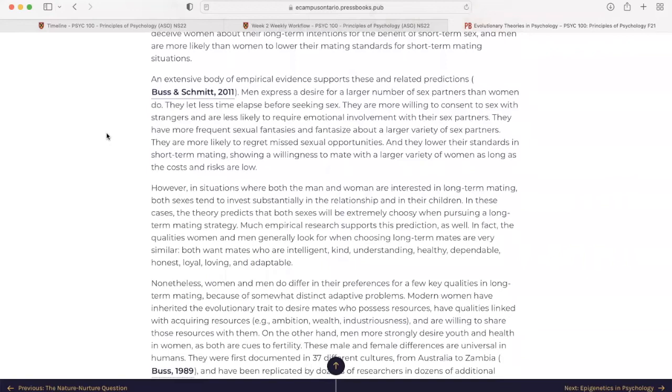Men express a desire for a larger number of sex partners than women do. They let less time elapse before seeking sex. They are more willing to consent to sex with strangers and are less likely to require emotional involvement with their sex partners. They have more frequent sexual fantasies and fantasize about a larger variety of sex partners. They are more likely to regret missed sexual opportunities, and they lower their standards in short-term mating, showing a willingness to mate with a larger variety of women as long as the costs and risks are low.